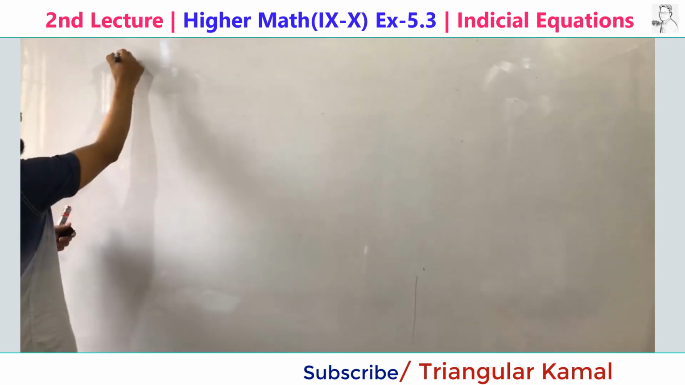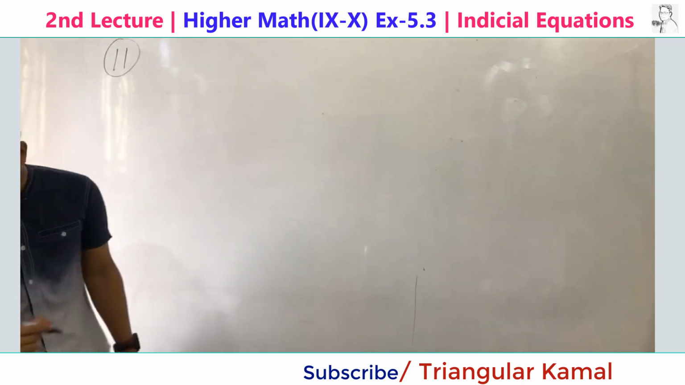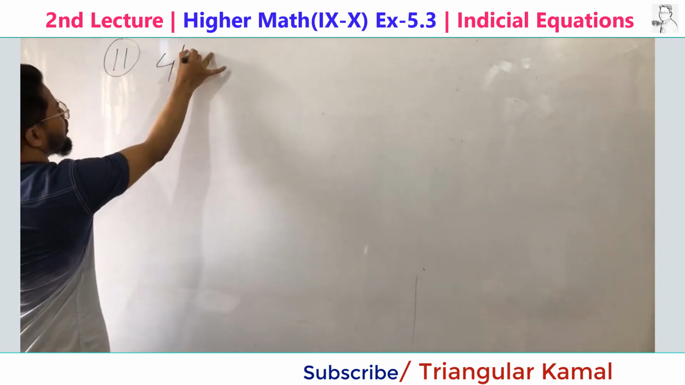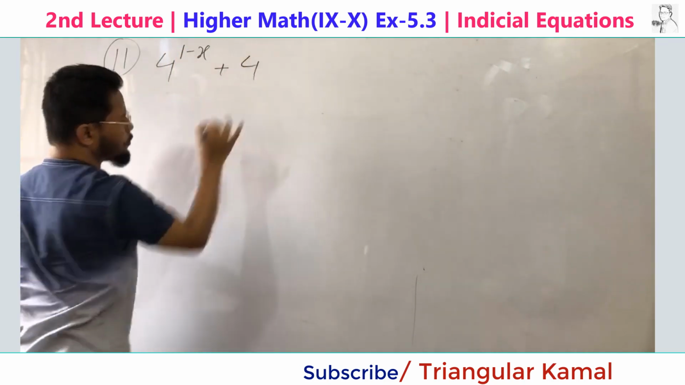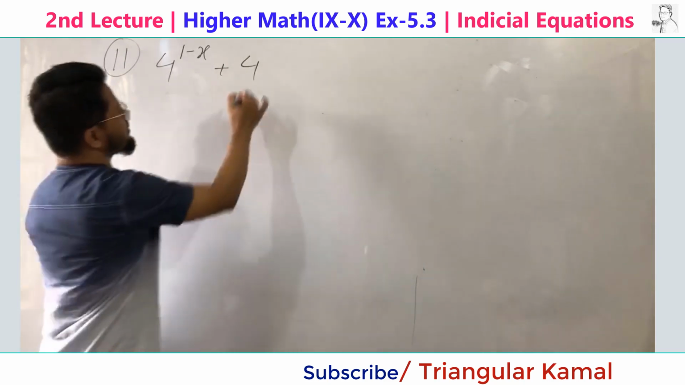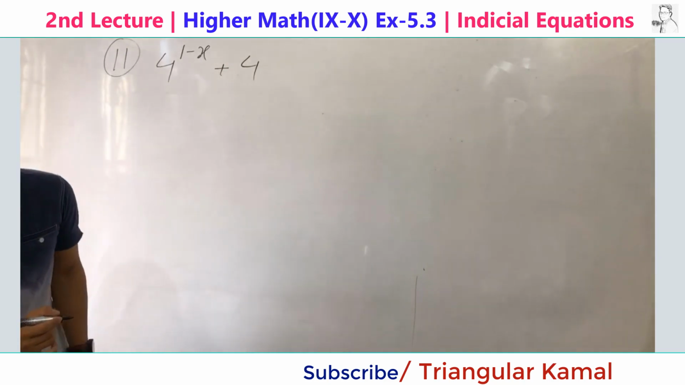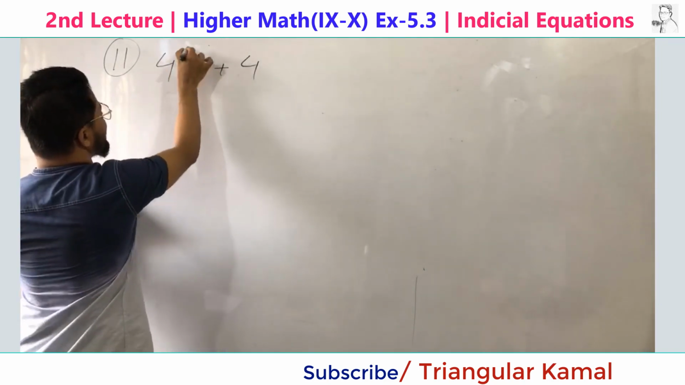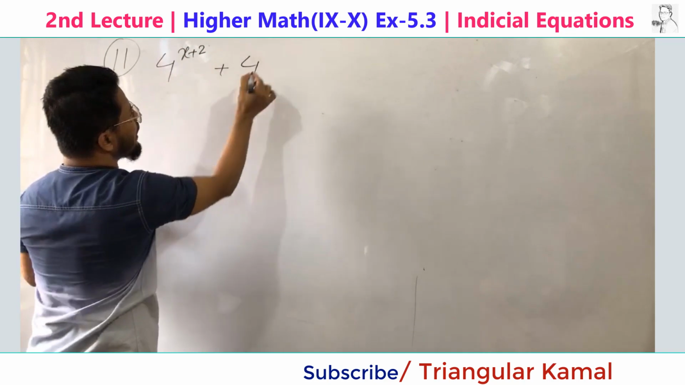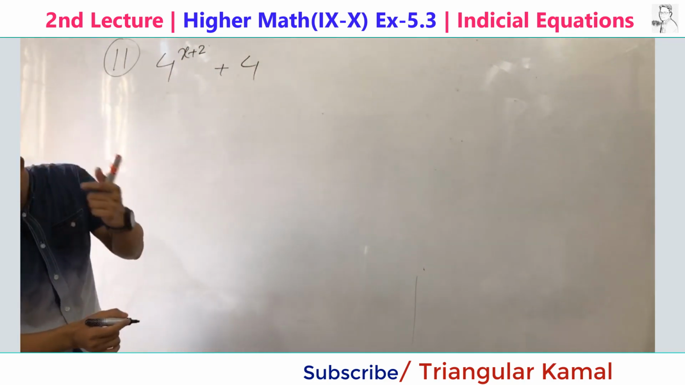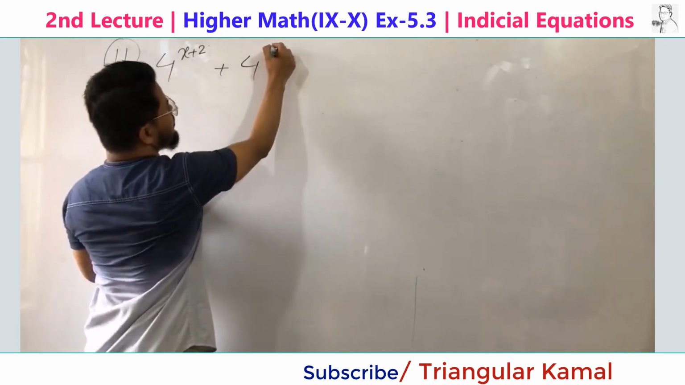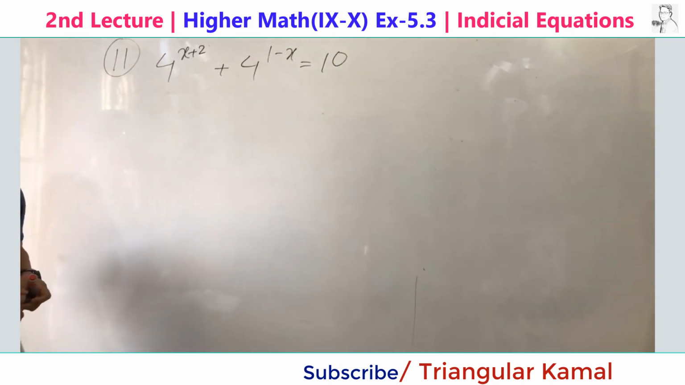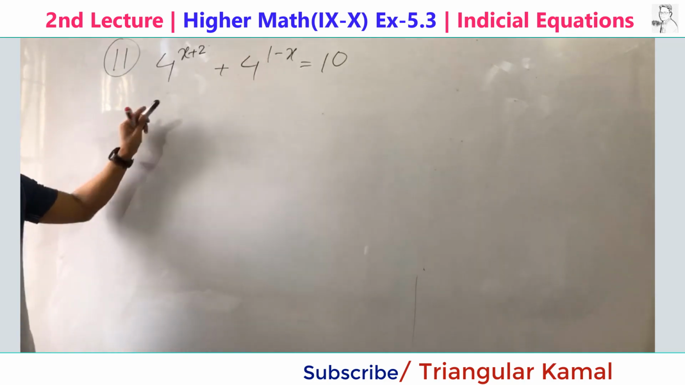This is the question number 11. The next one, 4 to the power 1 minus x plus 4 to the power x plus 2. Sorry, this one is x plus 2. And the second part is 1 minus 6. 1 minus 6 equal 10. Just give attention to the maths. Almost like the previous one, you can start this one.